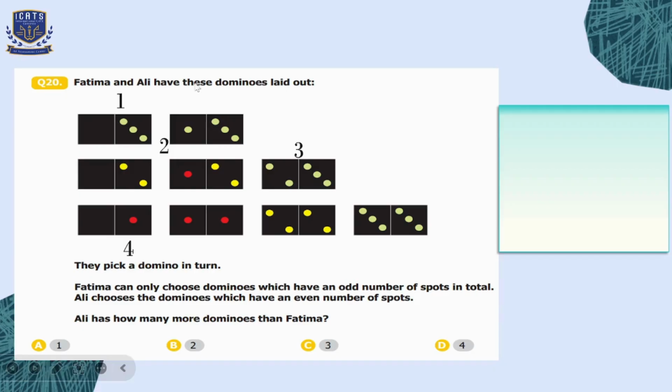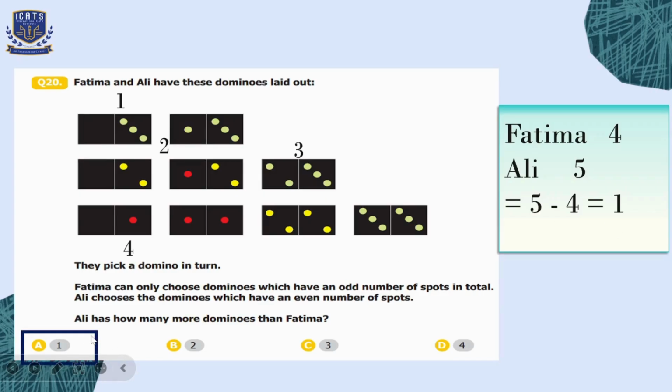As there were 9 dominoes in total and Fatima has 4, it's quite obvious that Ali has the rest of the 5 dominoes. Let's find out the difference, because we were supposed to find how many more dominoes Ali has than Fatima. So we subtract the numbers and we get 1 as our answer. So we can say Ali has 1 more domino as compared to Fatima. So option A is the correct option here.